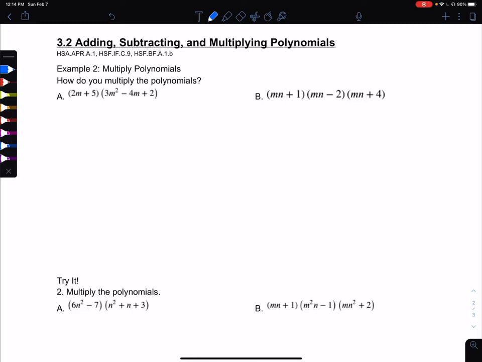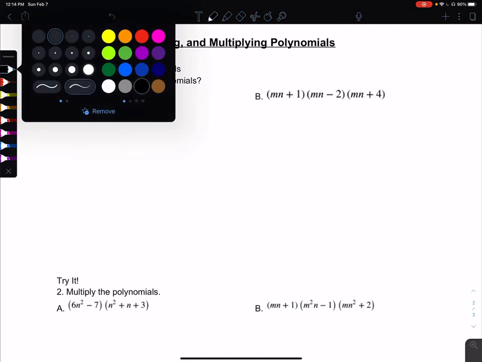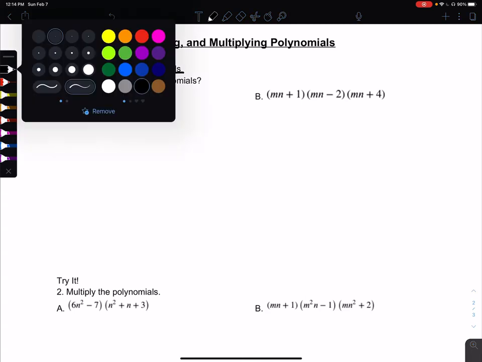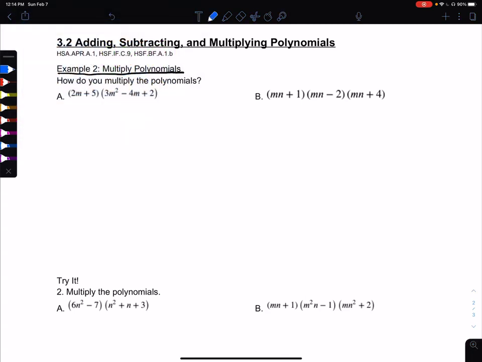Here we're going to look at example 2, multiplying polynomials. Actually, underline this here. So what we want to do is multiply these polynomials. We have 2m plus 5 times 3m squared minus 4m plus 2. Now you've probably seen something similar to this before, where you would really just distribute. All right, so you'd have to keep distributing all these terms in. But I'm going to show a slightly different method.